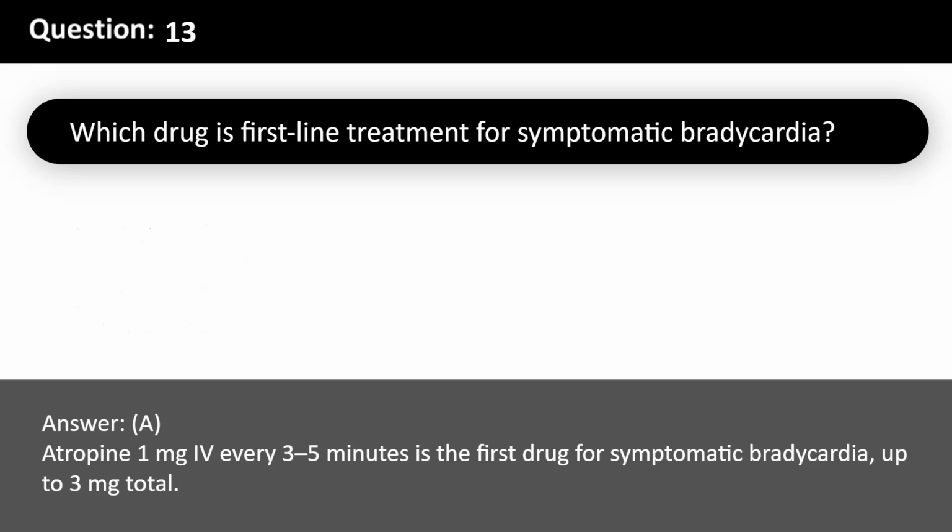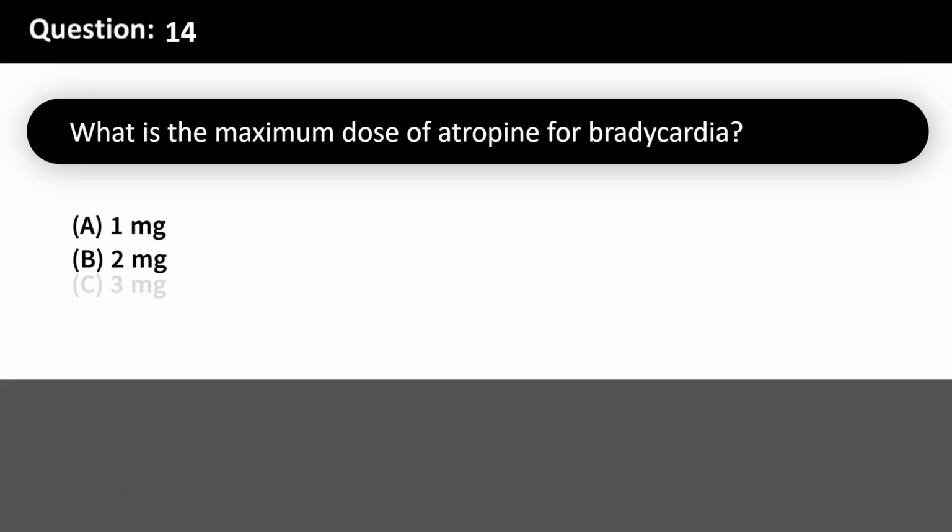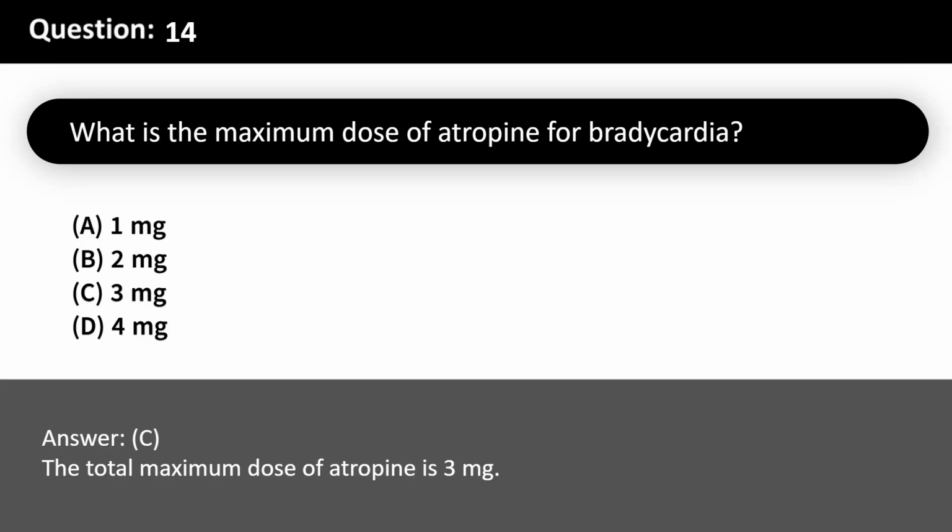What is the maximum dose of atropine for bradycardia? A. 1 mg. B. 2 mg. C. 3 mg. D. 4 mg. Answer, C. The total maximum dose of atropine is 3 mg.